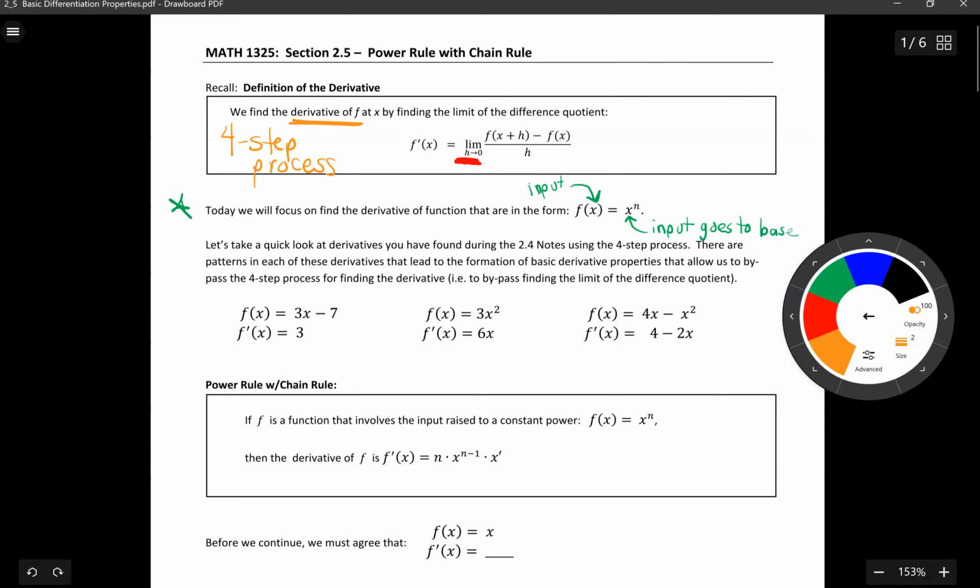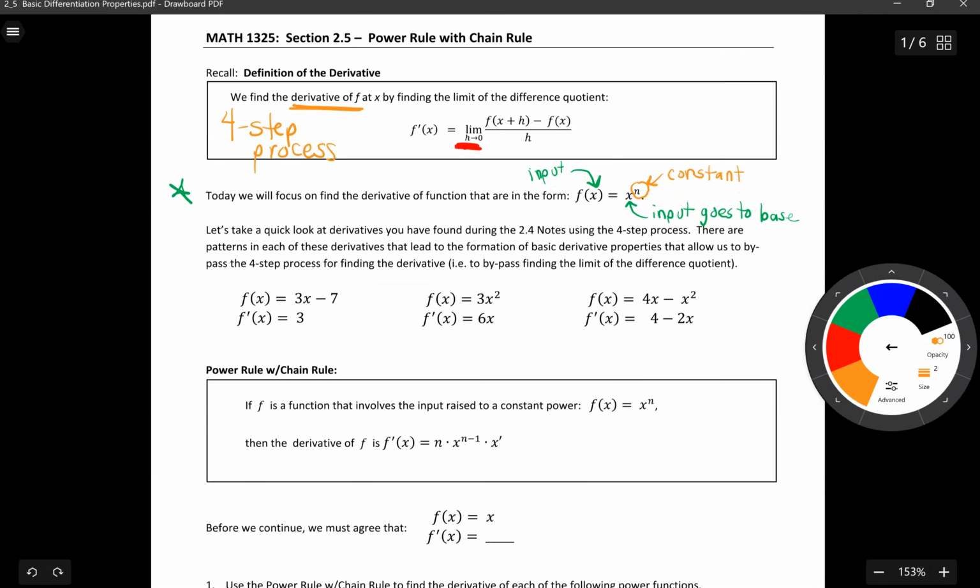And then your exponent is going to be some kind of constant number. It can be positive, negative, 0, decimal, fraction. It can be anything. It's just a constant number that doesn't change. So the input doesn't affect your exponent. The input is affecting the base. And if your function is set up this way, you can use what we call the power rule.